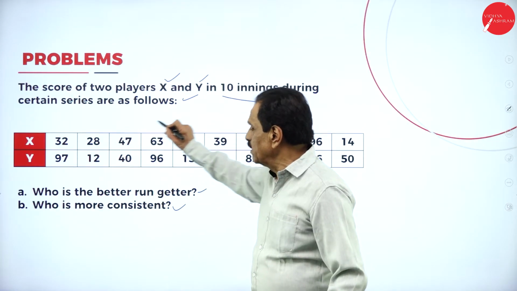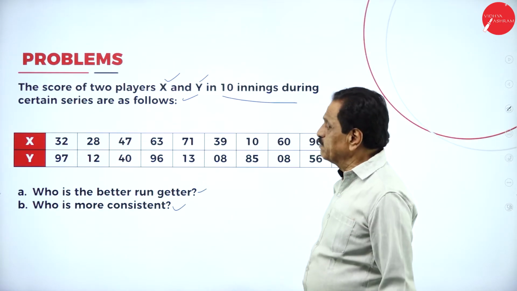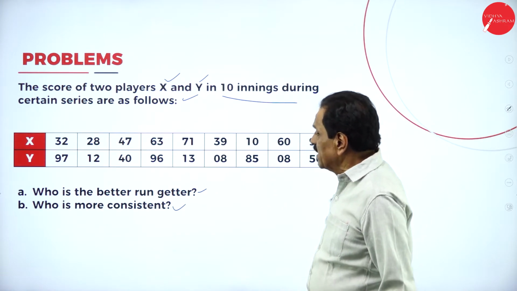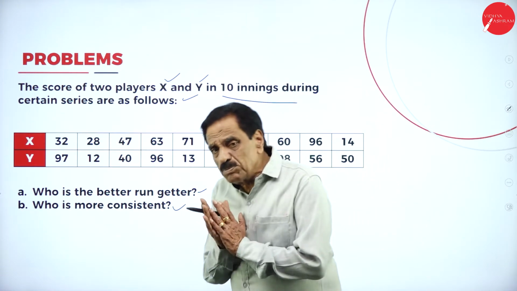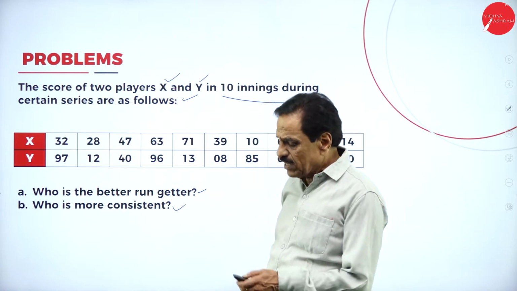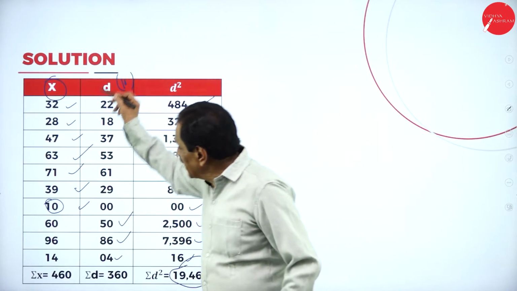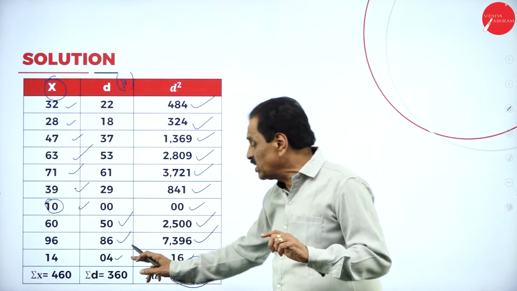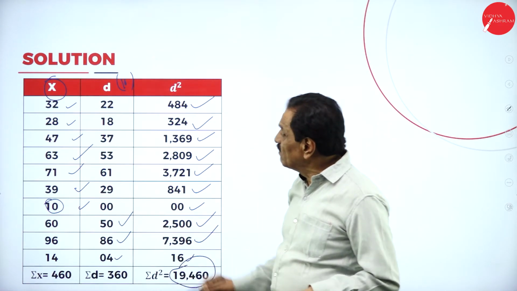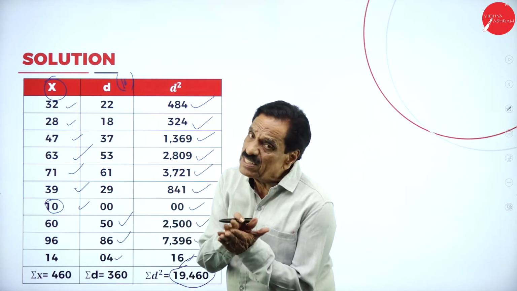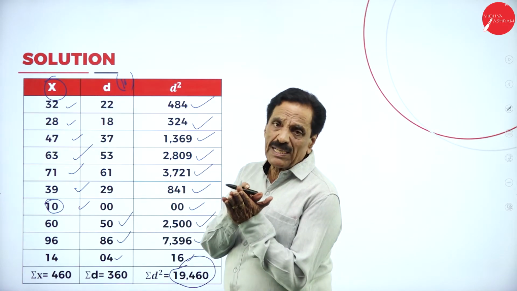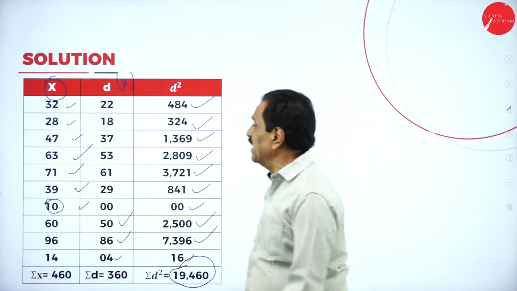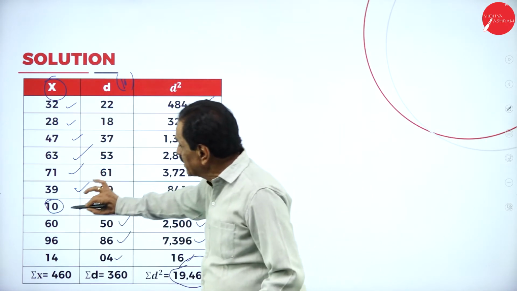Here are the runs scored by two batsmen, x: 32, 28, 47, 63, 71, 39, 10, 60 and so on. So, what are the steps to do now? There are two methods you can do. You add the figures for 460. Take that mean, 460 divided by 10 is 46. We can take deviation from 46 also, from the actual mean. But I took the deviation from the lowest figure, 10. The difference I find out is 10.